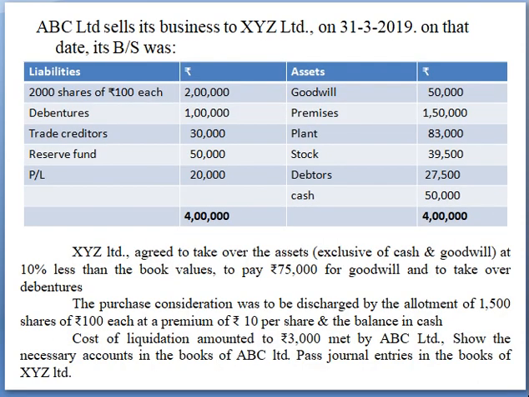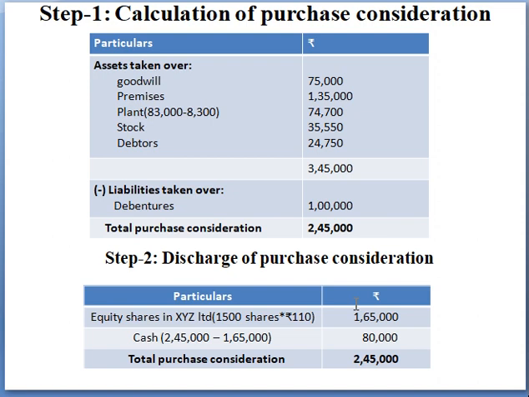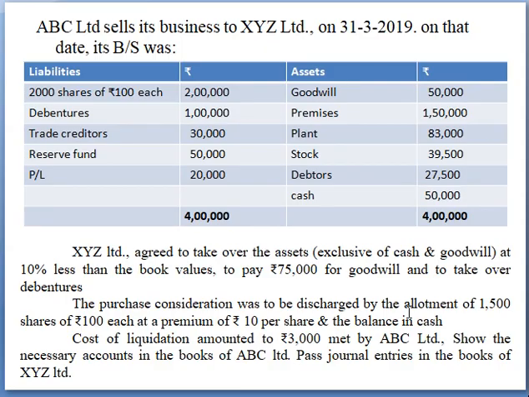Now see your question. The purchase consideration was to be discharged. Discharged means paid. So how is this purchase amount 2,45,000 paid? Which is paid by the allotment of 1,500 shares of rupees 100 each at a premium of rupees 10 per share, right? So here equity shares are allotted. How many shares? 1,500 shares. And what is the value? Face value is 100 and at a premium of 10 rupees. So premium to be added, right? So 100 plus 10 is 110 rupees.